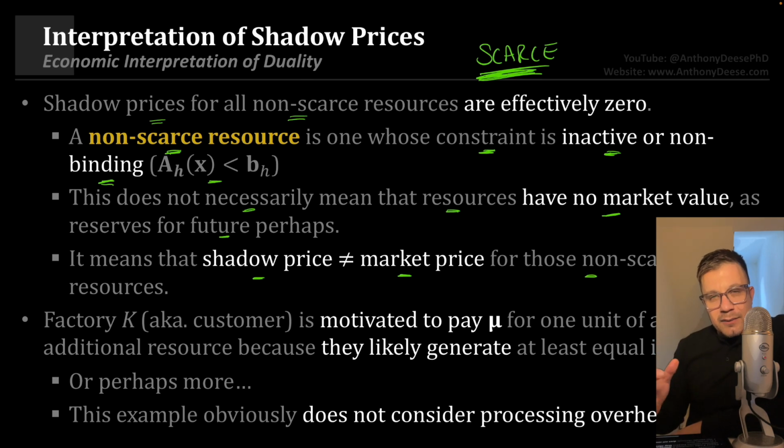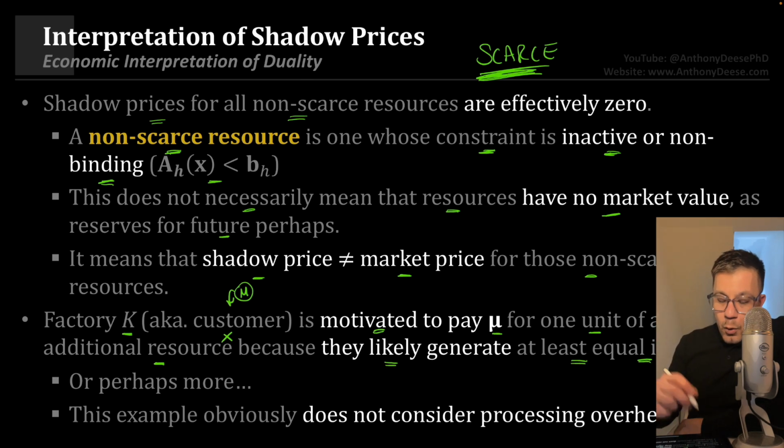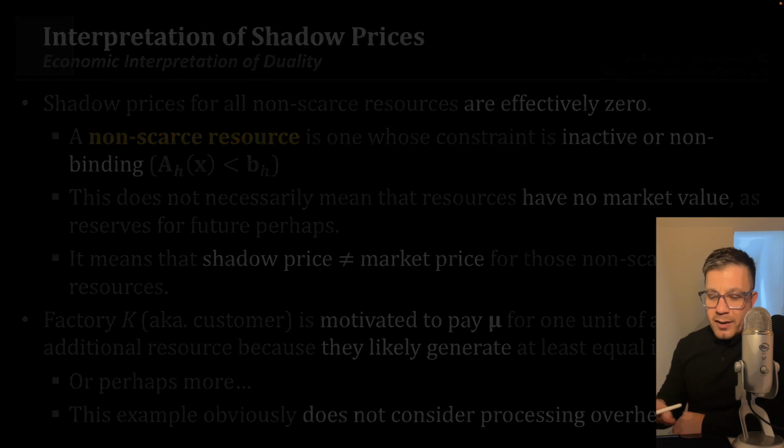And this, again, is a side effect of the fact that we're looking at a pretty simple, basic example. So, Factory K, the customer for Factory M, is motivated to pay the shadow price mu for 1 unit of an additional resource X because they are likely, in fact they're guaranteed, to generate at least the equal income. Or perhaps more, because we've already said that Factory K can sell them at a slightly higher price potentially. Now this example does not consider processing overhead or the fact that Factory K obviously has to spend some money in addition to that spent on buying resources in order to generate a product.